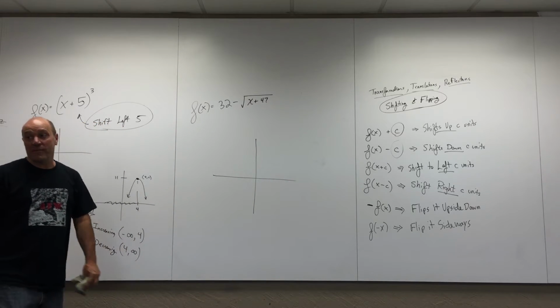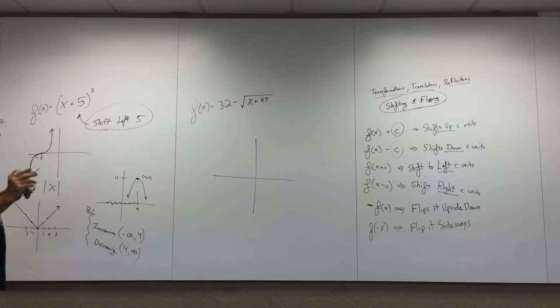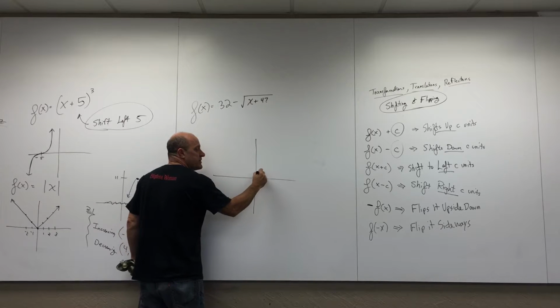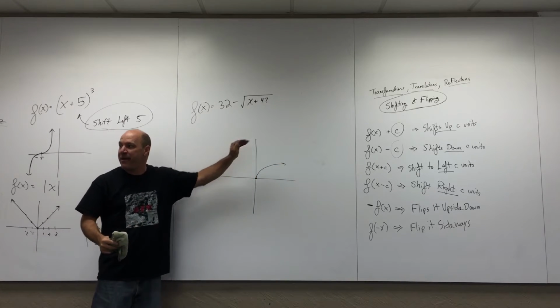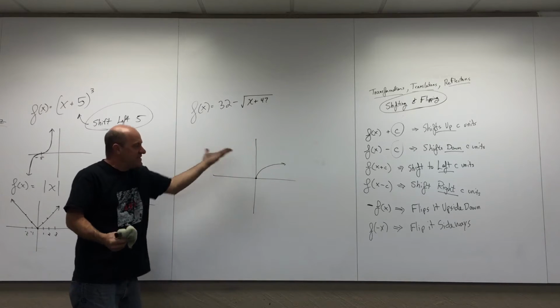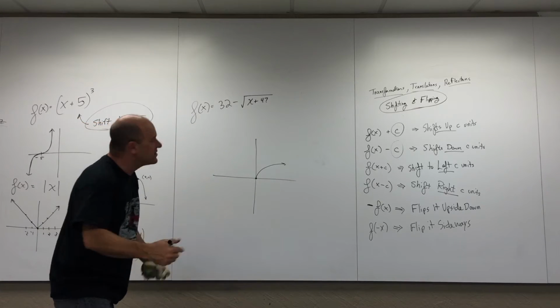But anyway, let's talk about this one. This is this square root guy. I guess I've erased his basic shape, so I'll remind you. A square root guy's basic shape is this thing. It's kind of half of a sideways parabola, the top half of a sideways parabola, you could say. But that's his basic shape. Now, this guy's been shifted like hell here. Let's talk about his shifts.